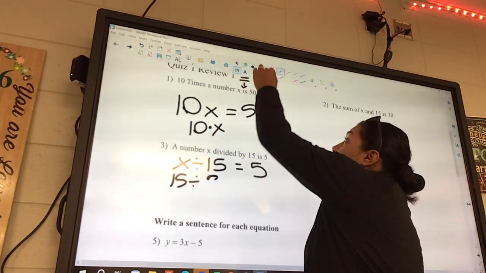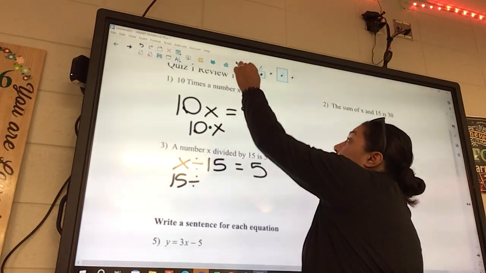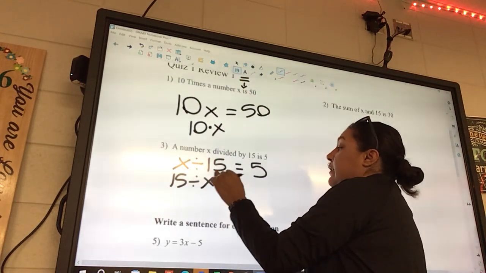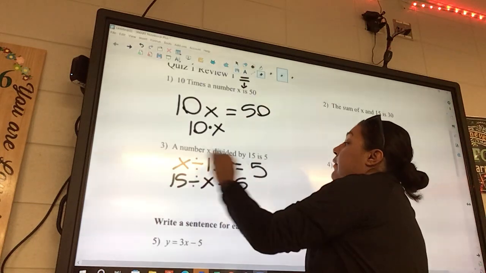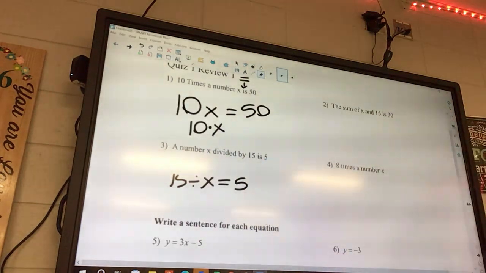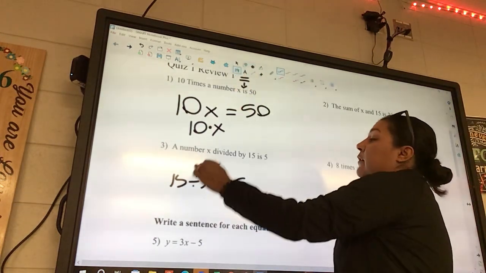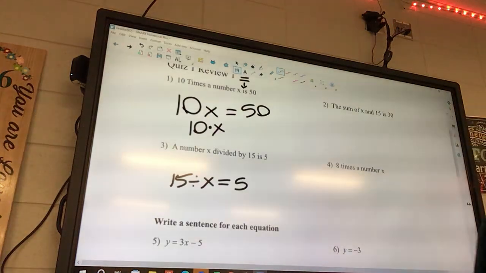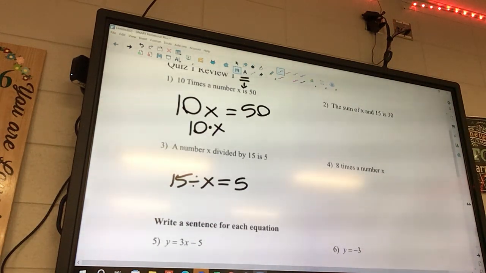Oh my goodness gracious. My board is like lagging today, so. And that's a 15. Okay, 15 divided by x is 5. Okay, a number divided by 15.